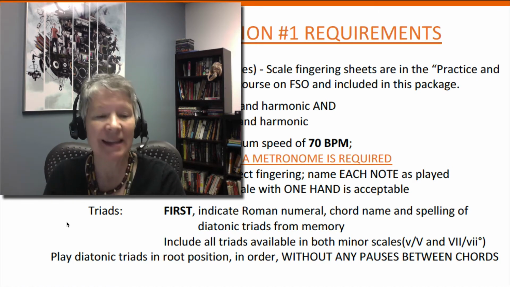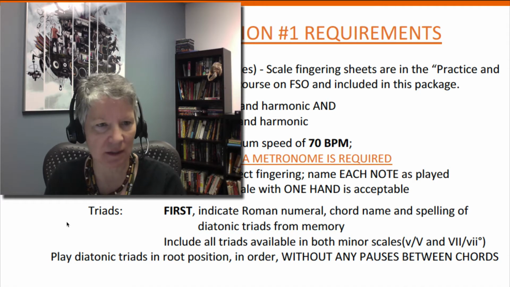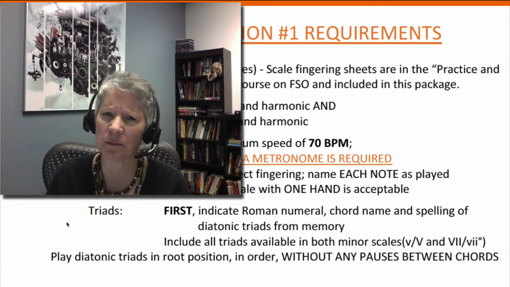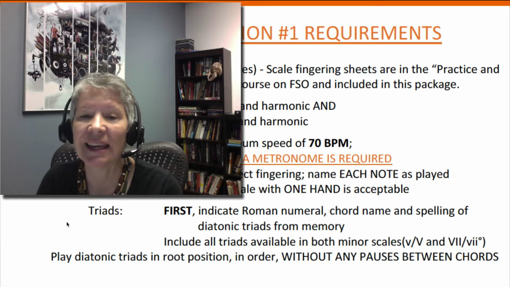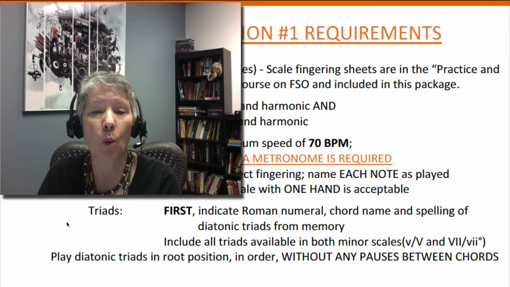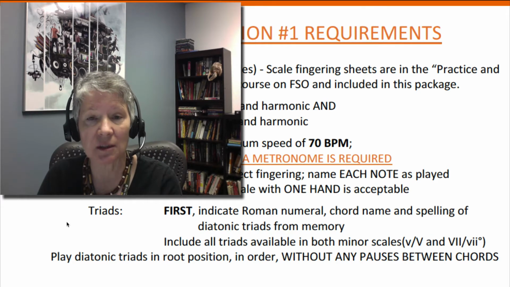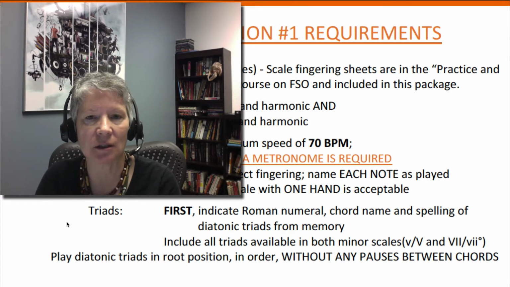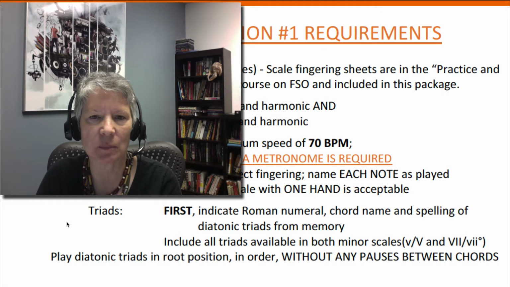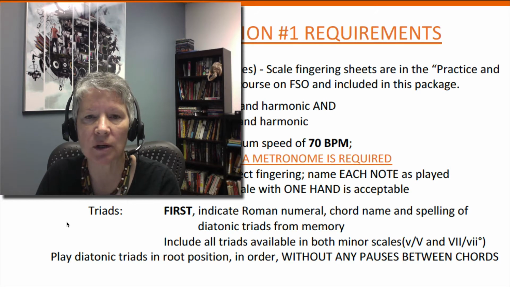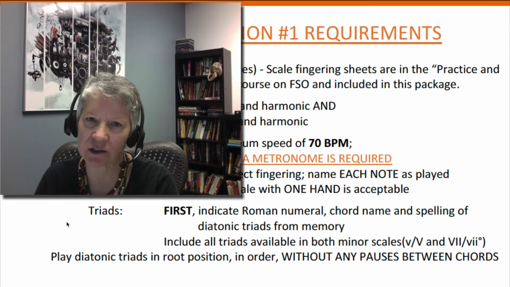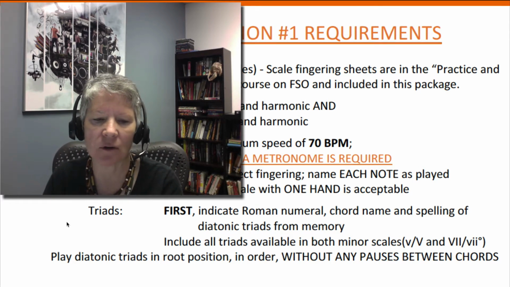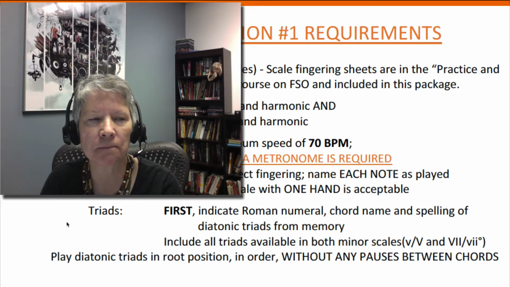For example, C major is not one of your keys for this evaluation because you should have C major under your belt already. But this is how the diatonic triad should go. I'm in the key of C major. The 1 chord is C major, it's spelled C-E-G. The 2 chord is D minor, spelled D-F-A. The 3 chord is E minor, spelled E-G-B, etc. You would just continue up all the diatonic triads in whatever key you're in that manner. I'd like to make an important point here.